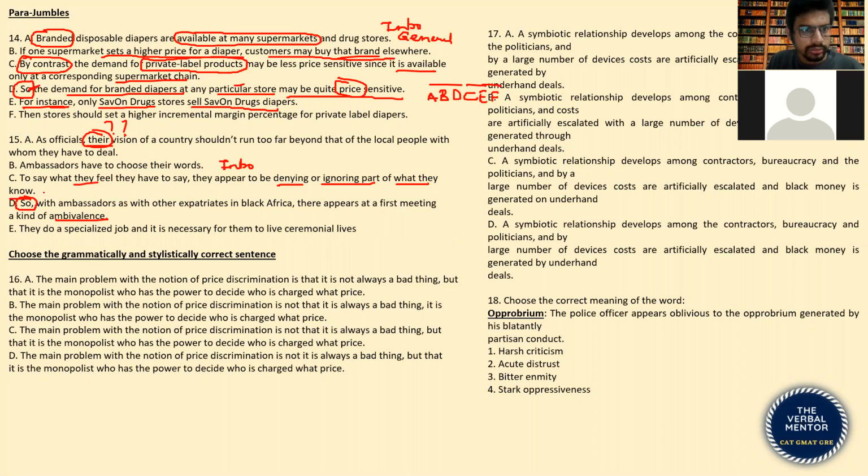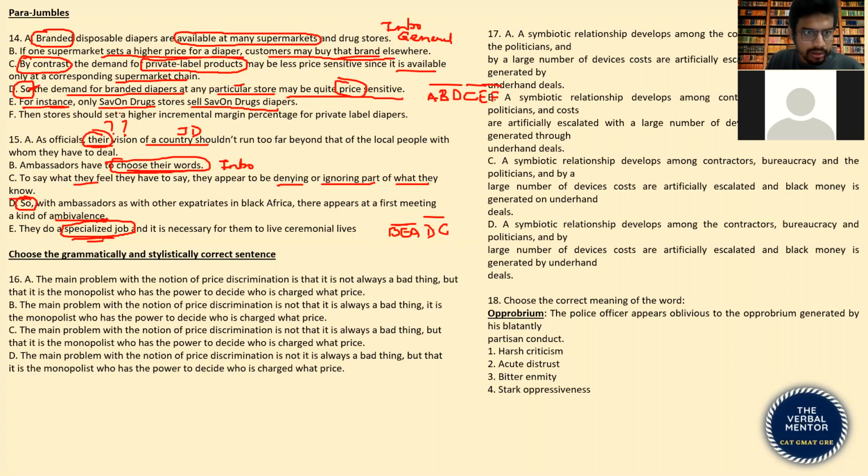So now C is a description of D, which means DC is a pair. They do a specialized job. Okay, this is a job description. Ambassadors have to choose their words. They do a specialized job. Why do they have to choose their words? It's a reason, because they have a specialized job. So A is further job description, as officials, their vision of a country should not run too far beyond something, which means BEA is a concrete triplet. So the correct answer must be BEA DC.